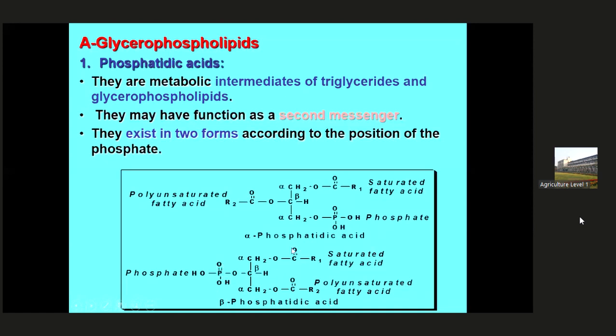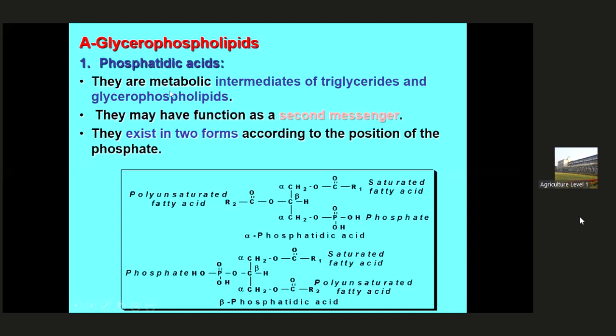So its arrangement depends on the number 3 and number 4 carbon. If it is number 1 carbon, that is number 2 and number 3 carbon. So when the phosphate group is at the last carbon and in the right position, it is called alpha, and when it is left, this is called beta. So this is two forms.